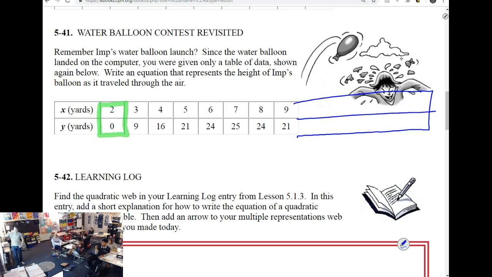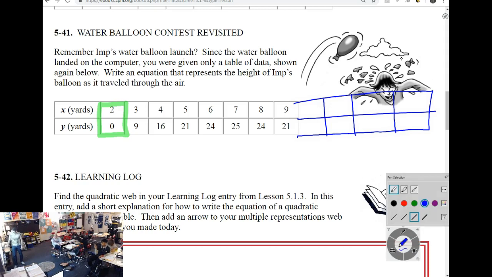We don't have the other zero. Yes, we do. Fight with it on your own. Otherwise, you rob yourself of the learning opportunity.